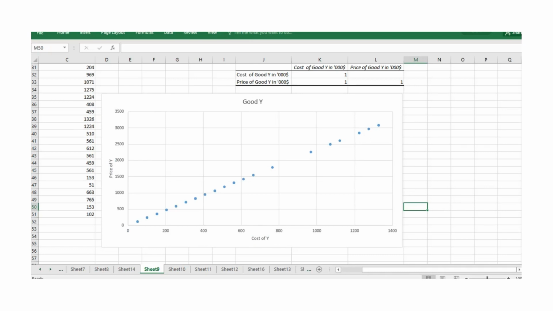We have that. You can see the direction of the line. This shows a perfect relationship between the price of Y and the cost of Y. So when the cost of Y is high, the price of Y is also high. So this is a direct relationship between the variables cost and price of Y.